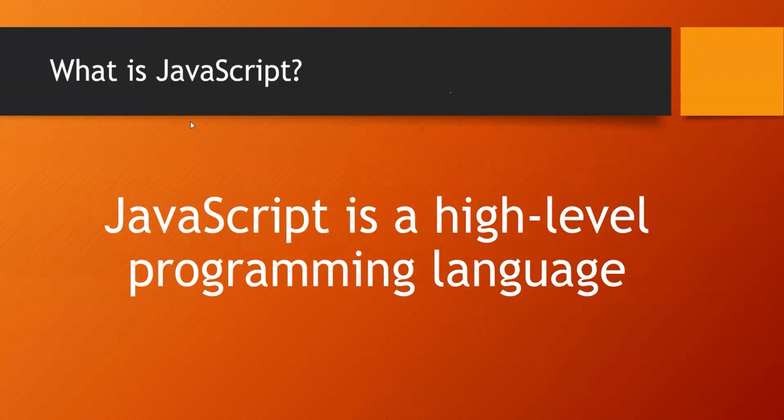What is JavaScript? JavaScript is one of the most popular programming languages in the world. It allows you to make websites interactive. Think about buttons that change colors, animations, or pop-up messages. That's JavaScript at work. JavaScript is a high-level programming language.